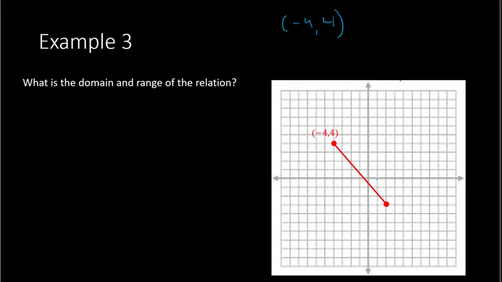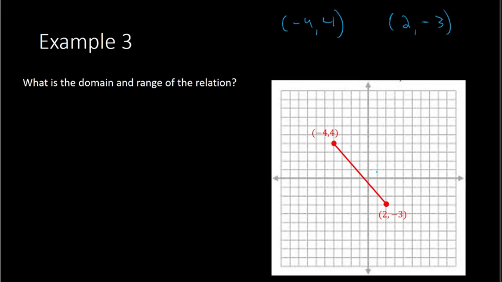The second ordered pair, we went over 2 in the positive direction, so x would be a positive 2. And then we went down 1, 2, 3, which is the negative direction for y, so that would be a negative 3. So that ordered pair would be 2, comma, negative 3.